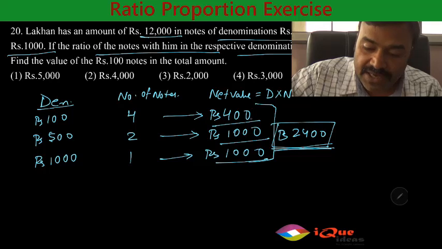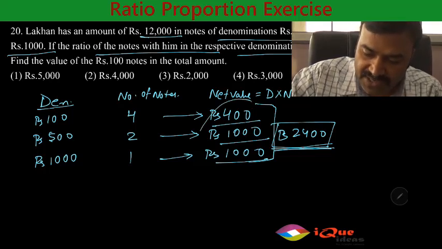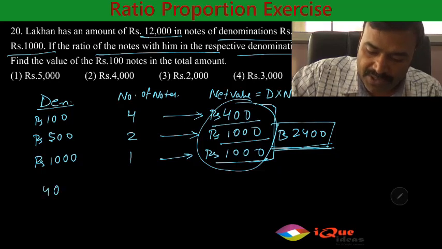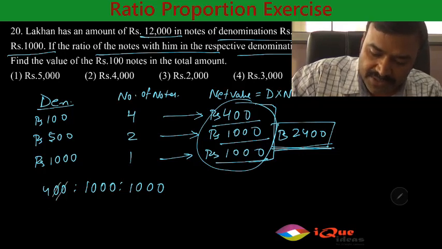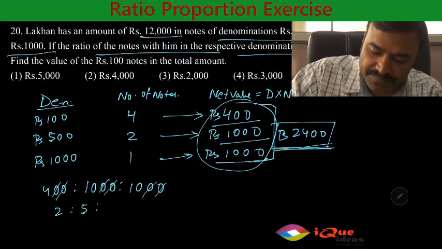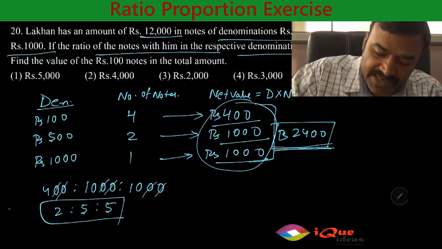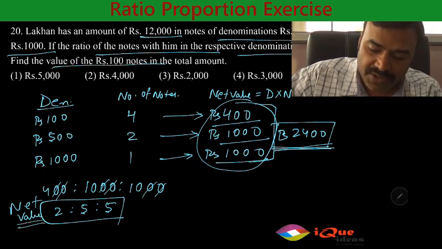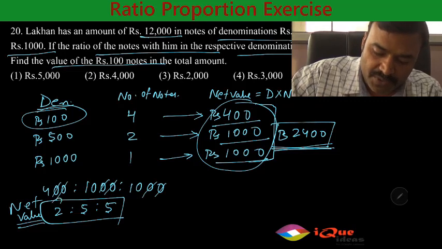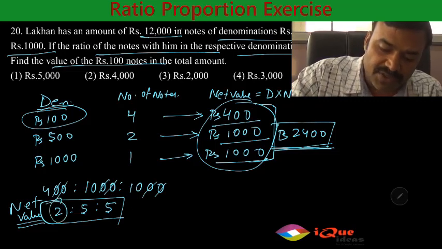What you can do is you can directly take the ratio also. The ratio of these values, net values, will be 400 is to 1000 is to 1000. That is 0, 0 cancel. And then 4, 10, 10 are cancelled by 2. So it is 2 is to 5 is to 5. Now this is the net value, and this is what the question is asking, so don't worry about it. The question is asking what is the value of 100 rupees notes. 100 rupees is the first one. First one means 2.